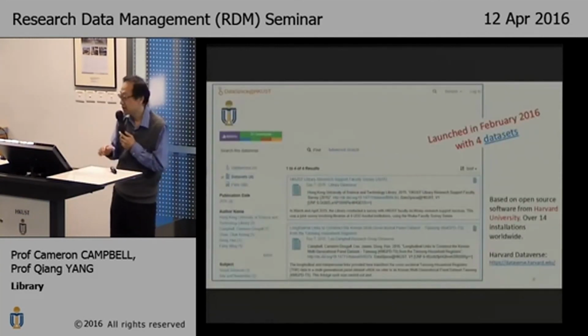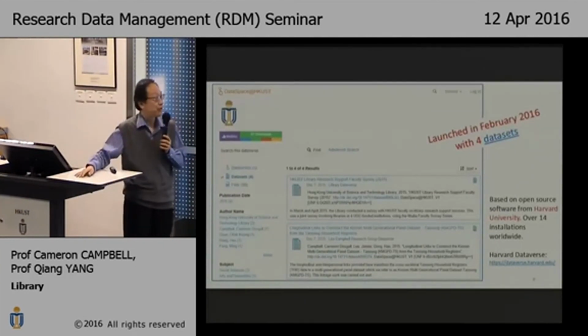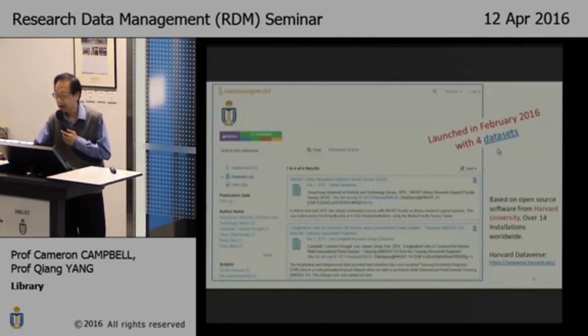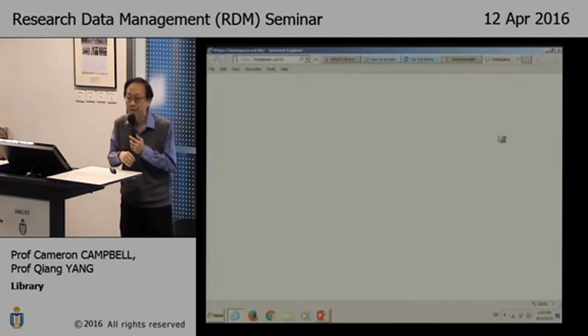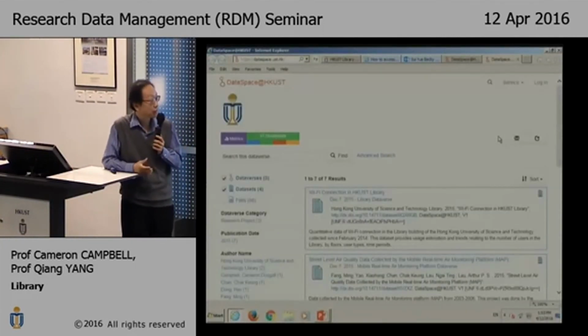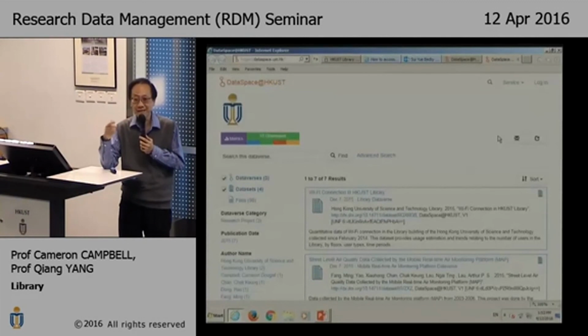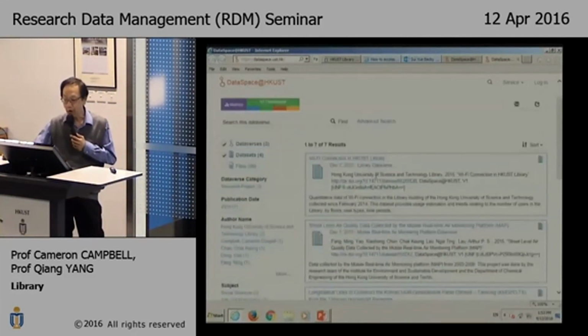DataSpace was launched very quietly in February 2016. Currently, it has only 4 data sets. Okay, so now I'll click on this and see what sort of data sets we have. It's based on software from Harvard University, and currently this software is being used in 14 installations. It's open source software. And the biggest one, obviously, is the Harvard Dataverse that Becky mentioned previously.